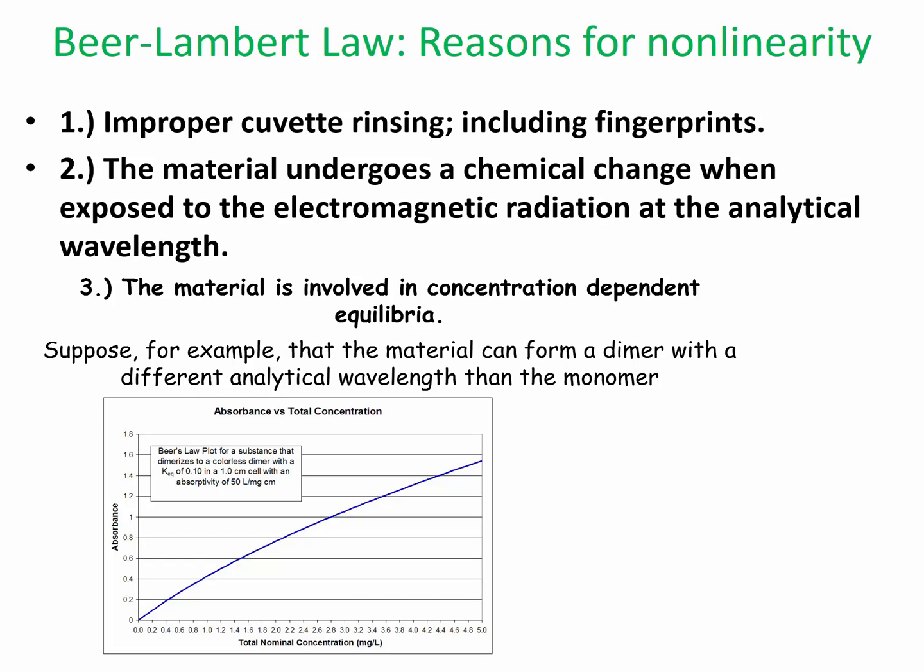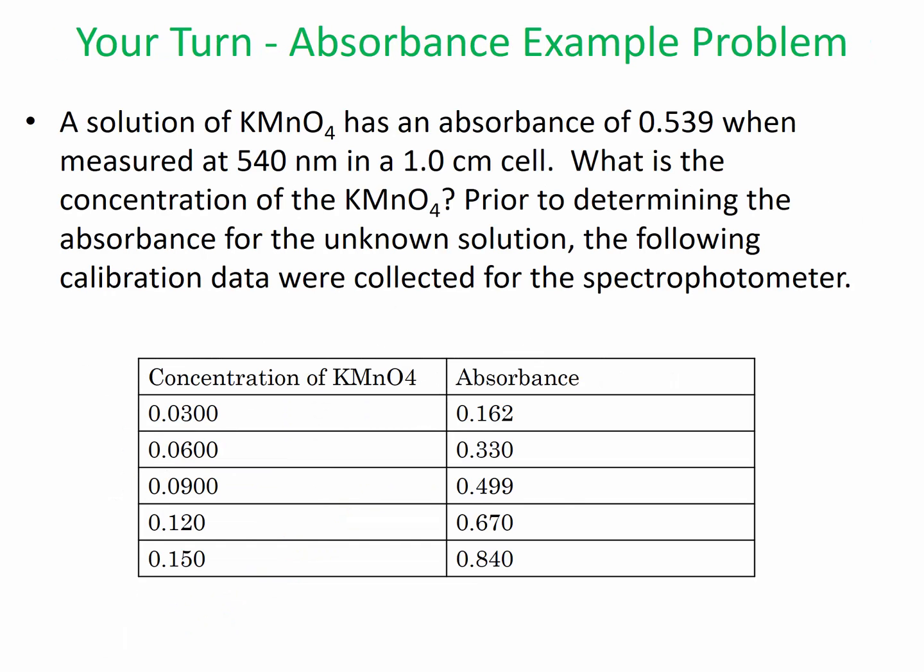Okay, so here's your turn question. An experiment was conducted, and this calibration curve data was obtained. Then a new sample was used. Using your calibration curve data, see if you can figure out the concentration when the absorbance is 0.539.